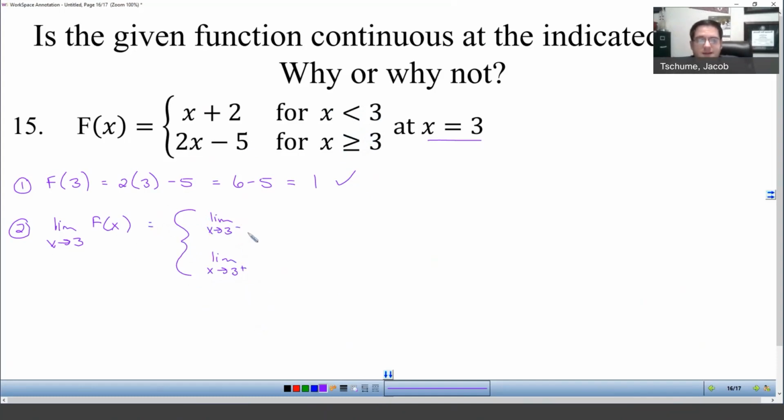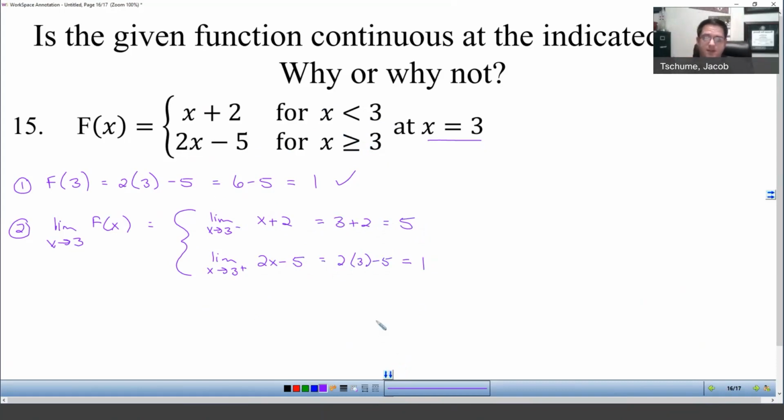Remember, left hand limit goes with the less than symbol because everything less than 3 is on the left hand side. So I'll put x plus 2 next to that one. X greater than or equal to 3 is the right-hand side of that number, so I'll use 2x minus 5 for your right-hand limit. Plugging 3 into both of these, 3 plus 2 is going to be 5, and this one, 2 times 3 minus 5, we already found to be 1.